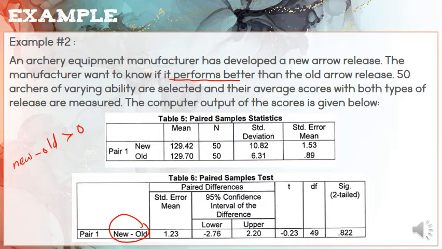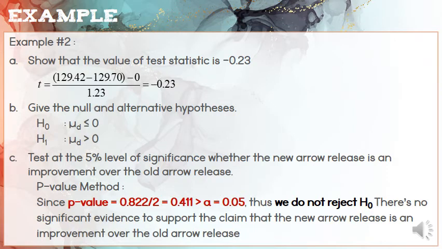So, the question. Show that the value of test statistics is negative 0.23. So, macam mana nak buat? New punya mean tolak old daripada SPSS output minus 0 bahagi dengan your SE. Okay? Nilai ni semua boleh dapat daripada your SPSS output.